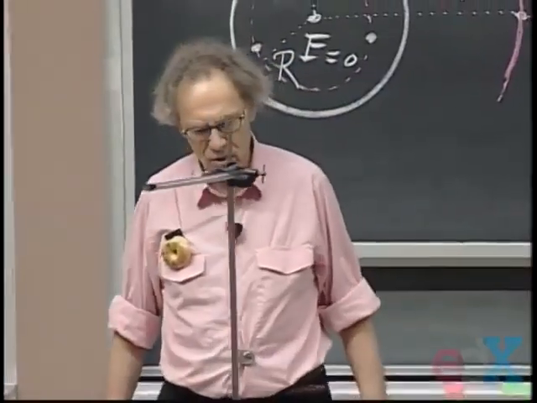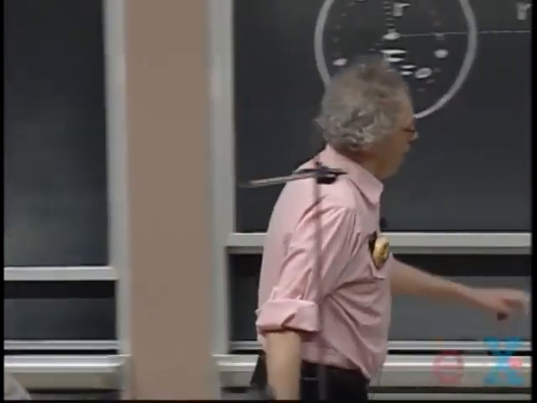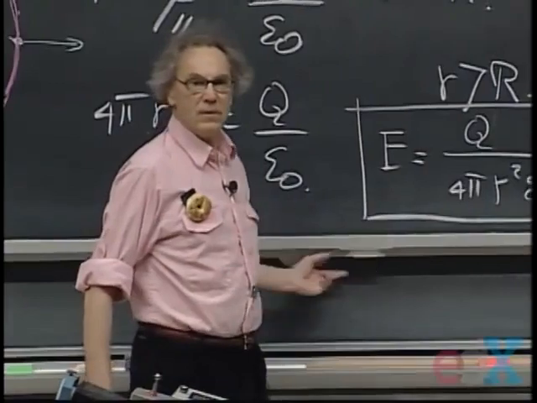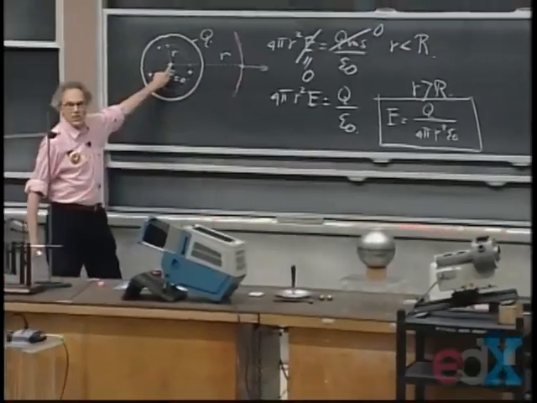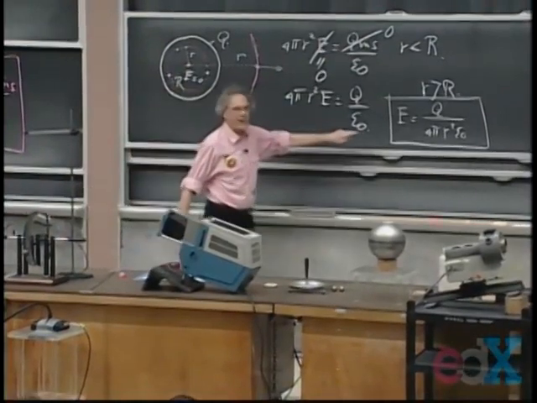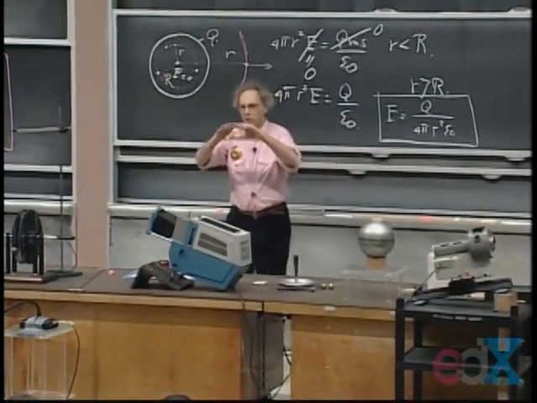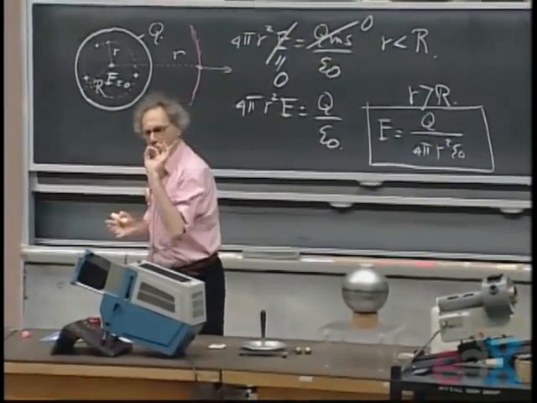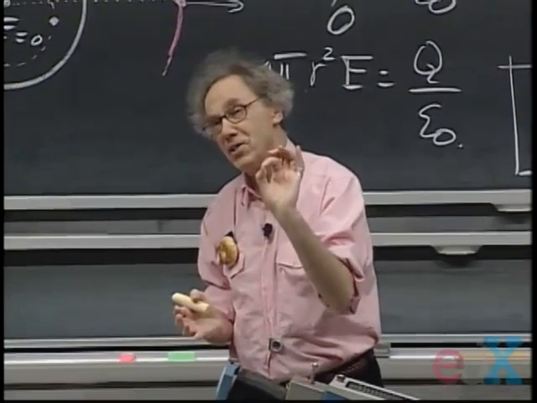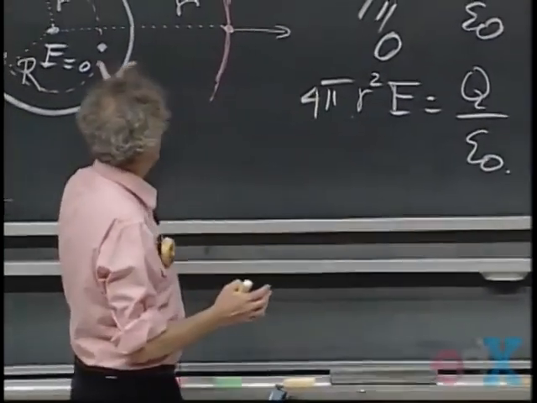And this is a non-trivial result. We have seen this before. If I had put all the charge right here at the middle, at the center, we would have gotten exactly the same answer. We've seen that before. In other words, whether the charge is uniformly distributed over a sphere, or whether the charge is all of it exactly at the center of the sphere, that makes no difference for the E field as long as you're outside the sphere.